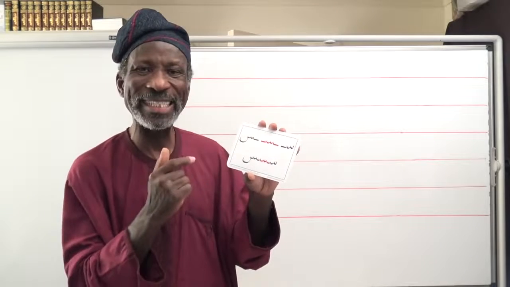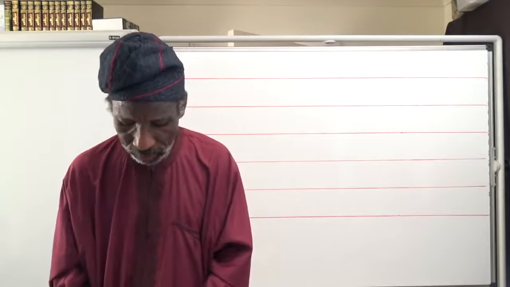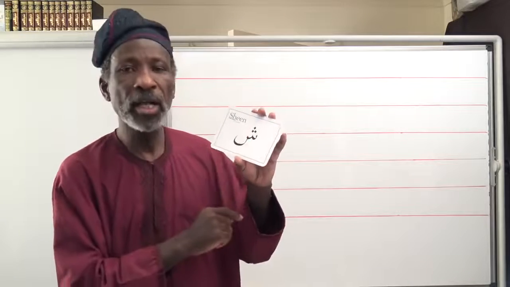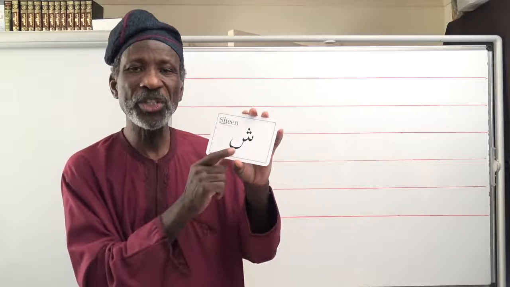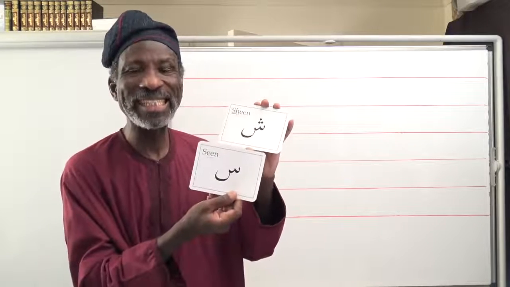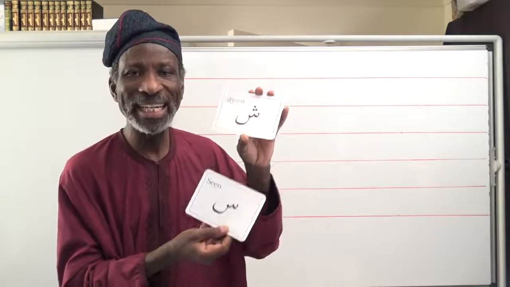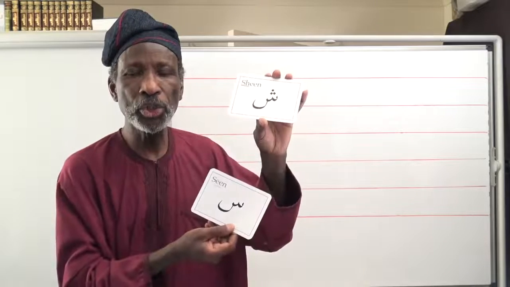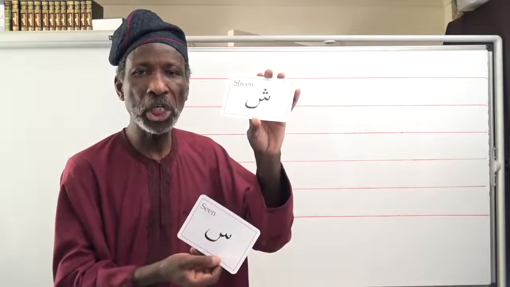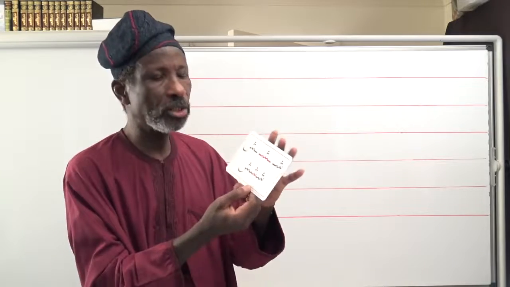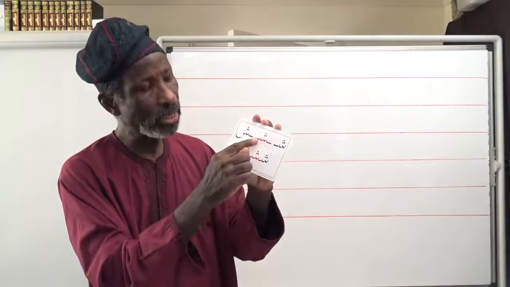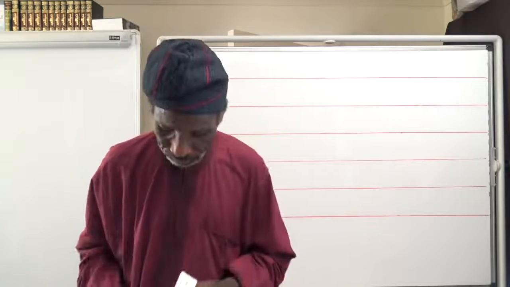Sin. Very simple. Now, next, the shape is the same as sin, except we have 3 dots. So this one is sh. This one is s, and this one is sh. Sin, sheen. And just join the same way. Sheen, the beginning, extension, middle, extension, and the final.